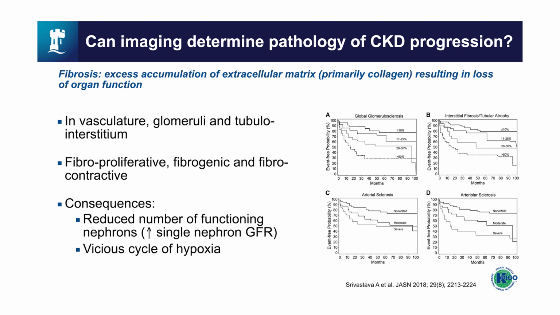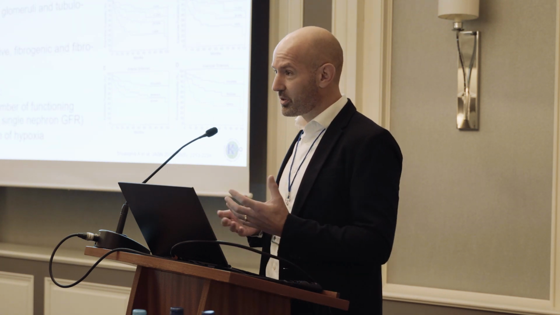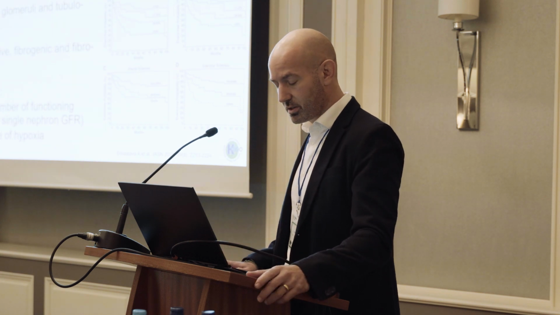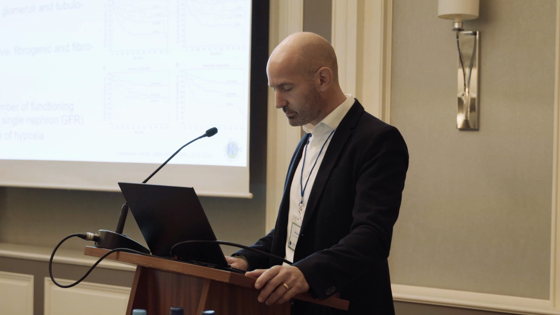So fibrosis can happen in the vascular, the glomerular, or the tubulointerstitial compartments. It links inflammation to the fibroproliferative aspects of fibrosis, as well as the deposition of matrix and then the fibrocontractive elements of that. And in tandem, we see a loss of nephrons, a loss of capillaries, and a vasculopathy, and hypoxia is postulated as a key mechanism of progression.